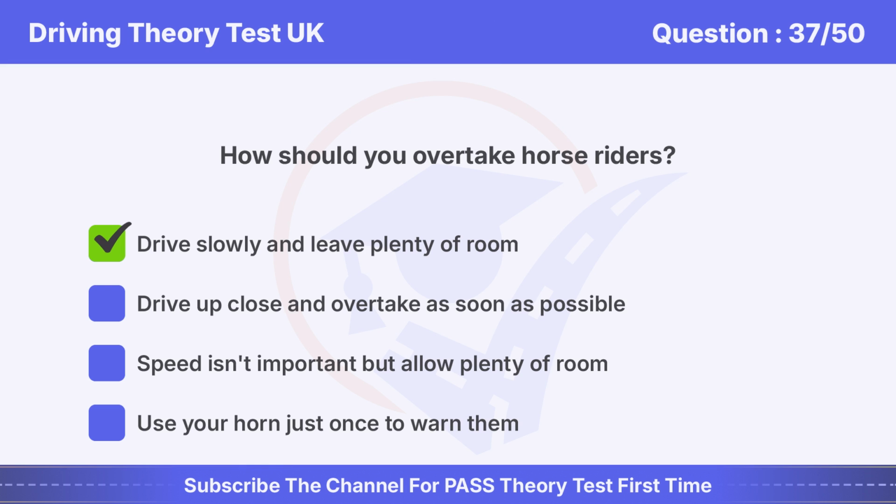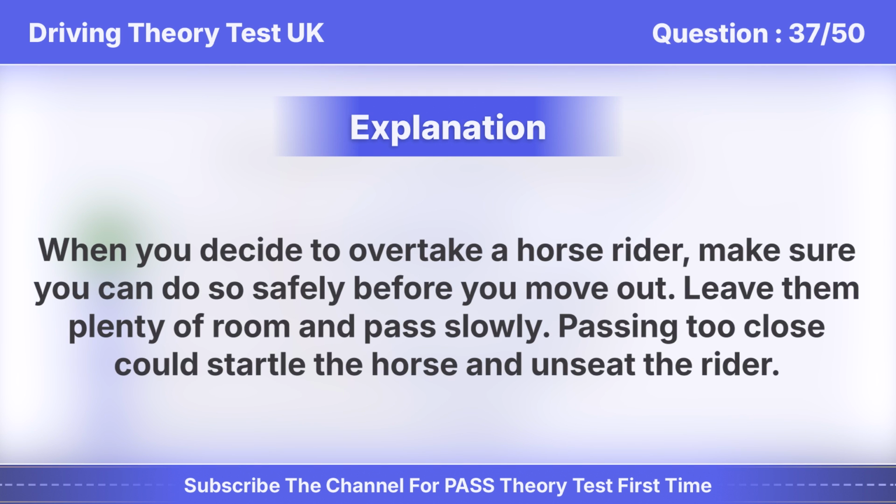Answer is A. Drive slowly and leave plenty of room. When you decide to overtake a horse rider, make sure you can do so safely before you move out. Leave them plenty of room and pass slowly. Passing too close could startle the horse and unseat the rider.